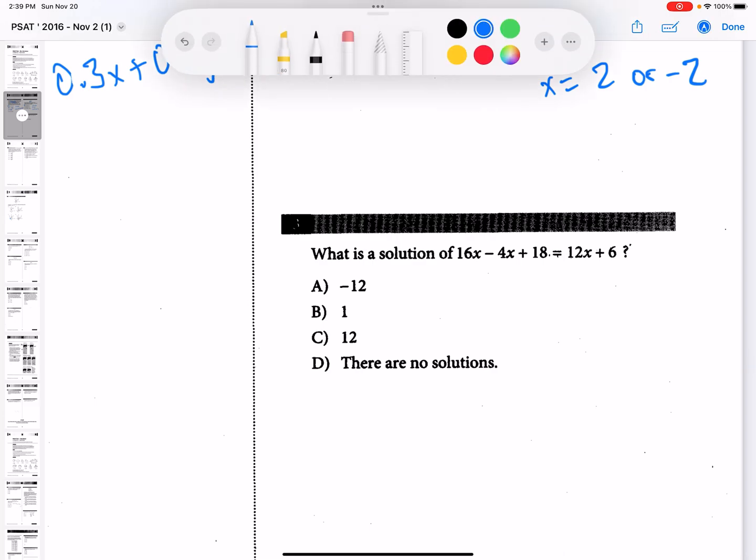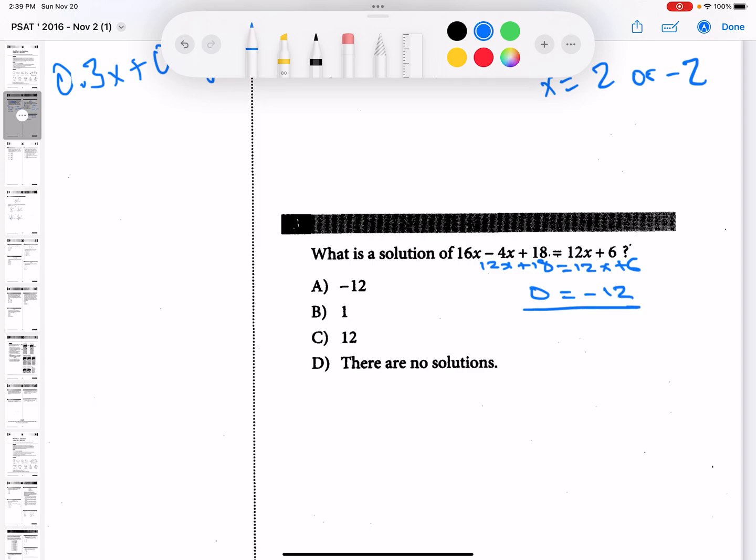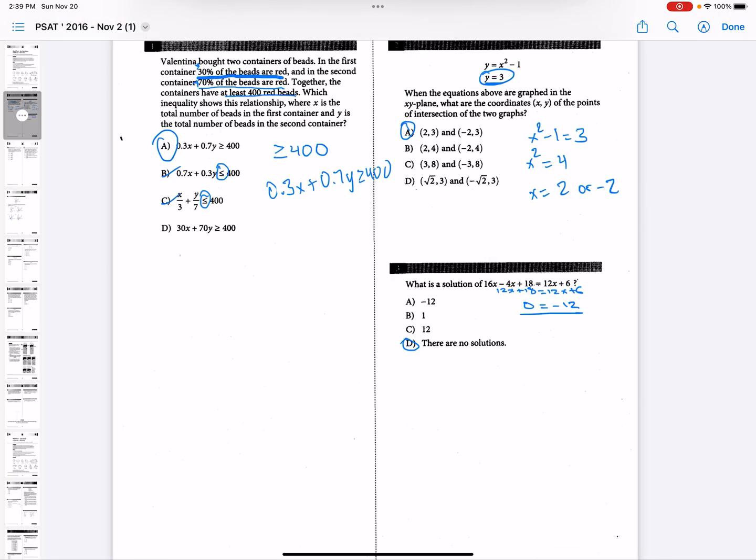What is the solution of 16x minus 4x plus 18 equal to 12x plus 16? So I'm just going to first combine the like terms. Is equal to 12x plus 6. So now if we subtract, we get 0 is equal to -12. So anytime 0 is equal to something else that is not 0, that means there isn't a single solution to that equation.